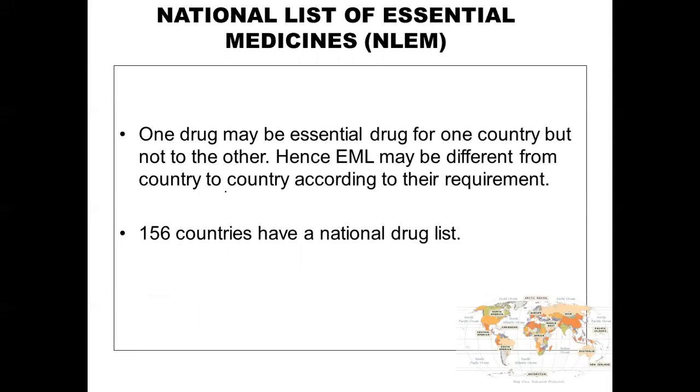Now we come to the national list of essential medicines. Different countries can have different EMLs, because the priority healthcare needs of one country may differ from another. For example, tuberculosis is a prevalent disease in our country, but it may not be prevalent in the West. So the anti-TB drugs which come under essential medicines in our country may not be essential medicines in a country where tuberculosis is not prevalent. Based on the prevalence or priority healthcare needs of different countries, the lists will differ. At present, 156 countries have a national drug list of their own.